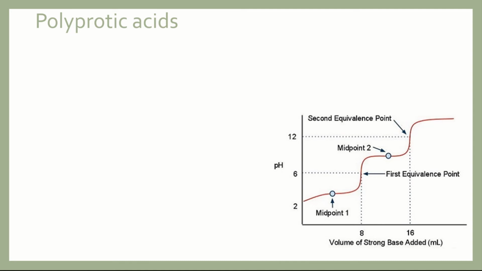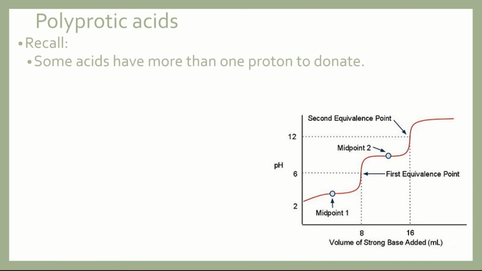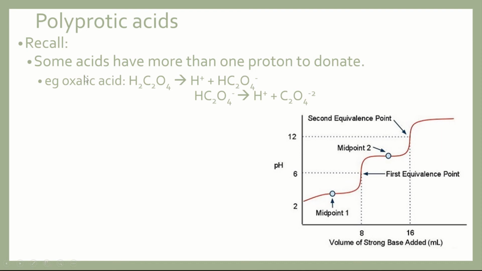All right, a couple of other points here as we finish up this unit. Polyprotic acids. So remember, some acids have multiple hydrogen ions that they donate. So oxalic acid, H2C2O4. See the two H's out in front there? It can lose one H. Then you're left with HC2O4 negative, which can also lose an H. So each of these is its own acid.